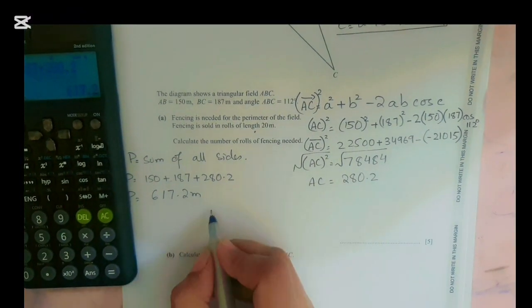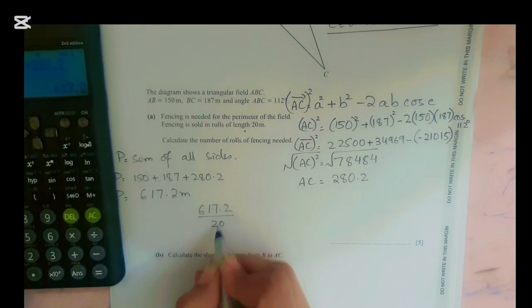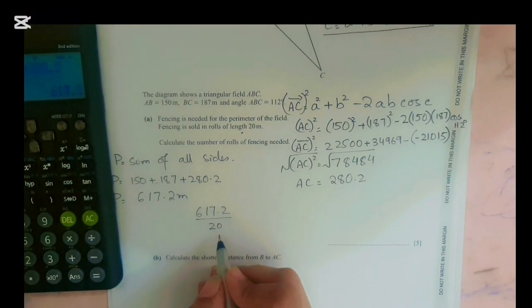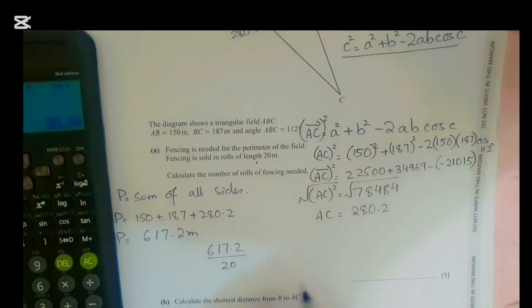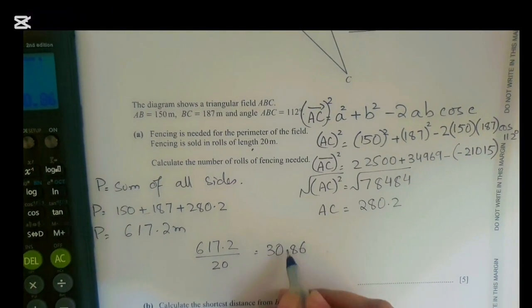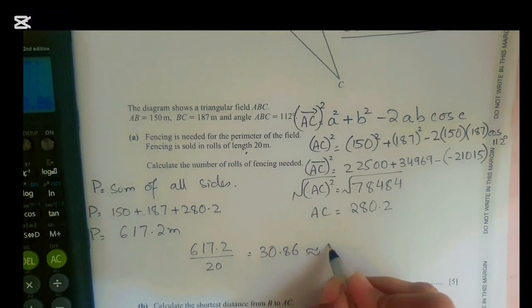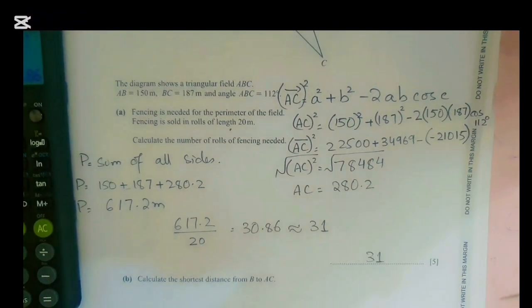Okay, now we have to find the number of rolls of fencing needed. So 617.2 divided by 20, so we'll find out how much fencing is required. Divide this answer by 20, so we will get 30.86, or we'll round off to 31 because we need fencing, so this is 31.